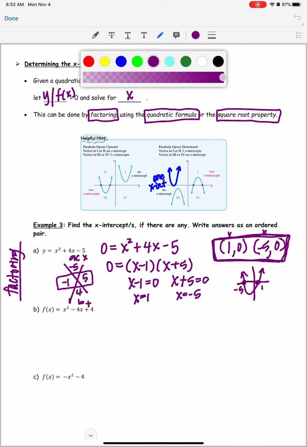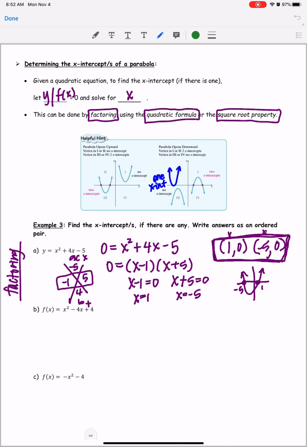Okay, so that's one option, is to solve by factoring. Good news is factoring is quick if you're good at multiplication. Bad news is not every quadratic is factorable. So we have another option, to use the quadratic formula.